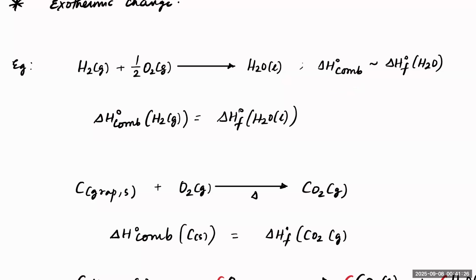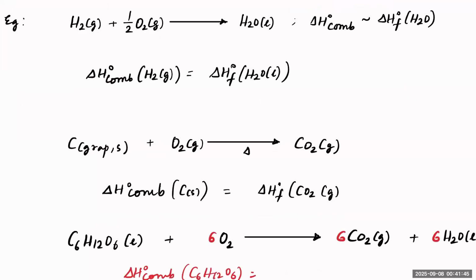So you can see H2 is given sufficient amount of oxygen to get H2O liquid. You're taking 1 mole of H2. So this can be read as the combustion of H2 gas, which is the same as delta H of formation of H2O liquid. Clear? This is a definition from both ends. One is with respect to combustion, one is with respect to the formation of water.